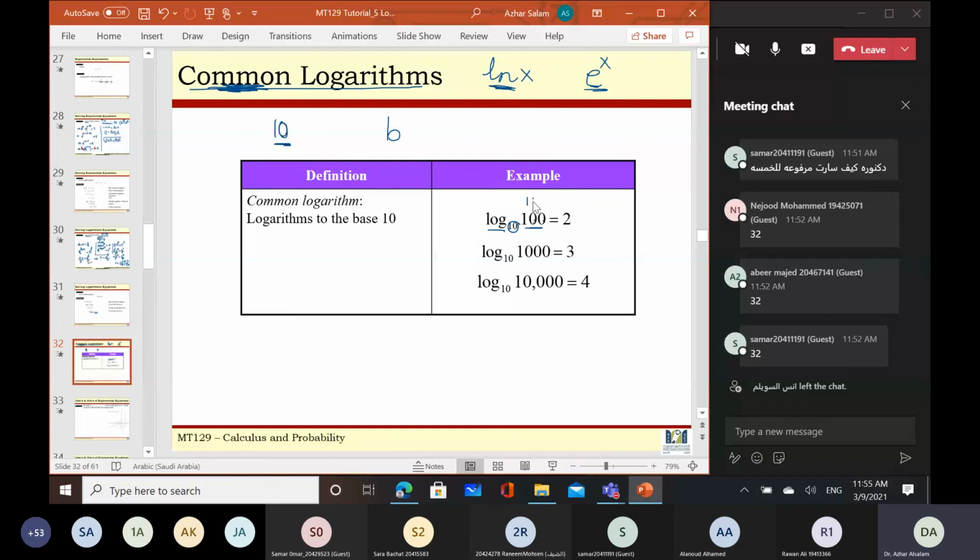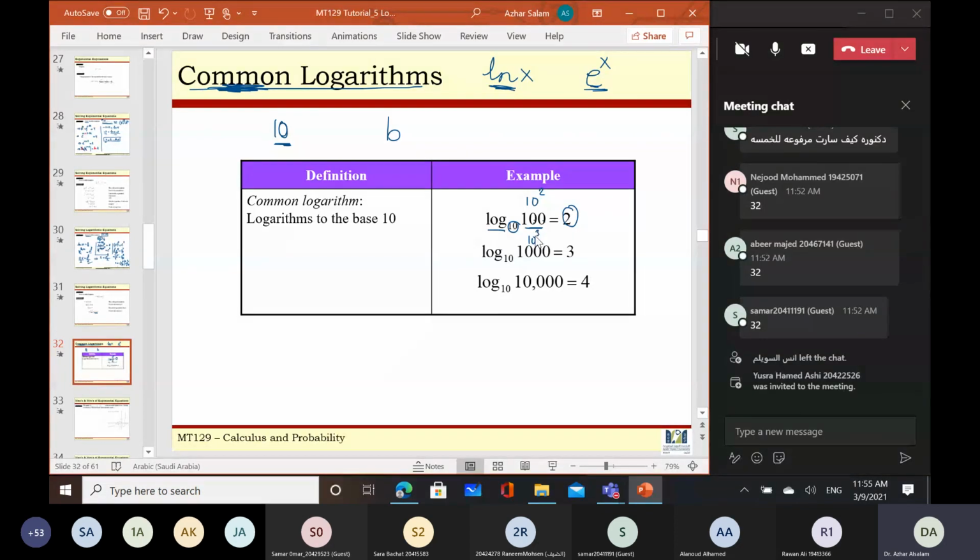Of course here the logarithm to the base 10 for 100 is the number of the zeros. It's like saying that log 10 of 10 square is equal to 2. And also here is like saying the logarithm of 10 to the power 3. Okay, so the exponent here is 3. This is how to use the common logarithm. And also here this 10,000 is 10 to the power 4. So when I take the common logarithm for this base, it deletes the 10 and it remains the exponent.